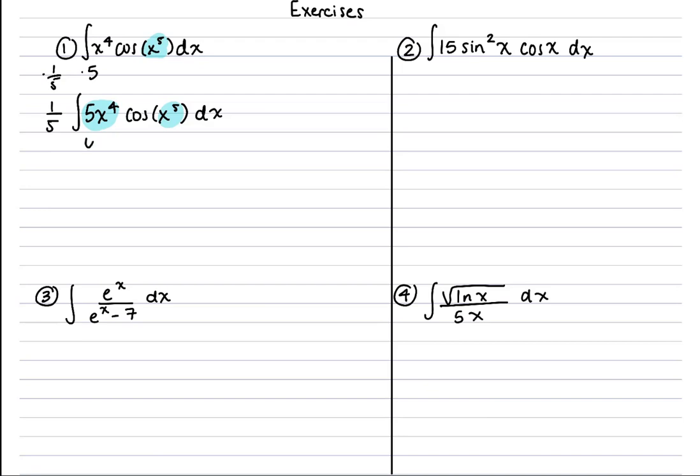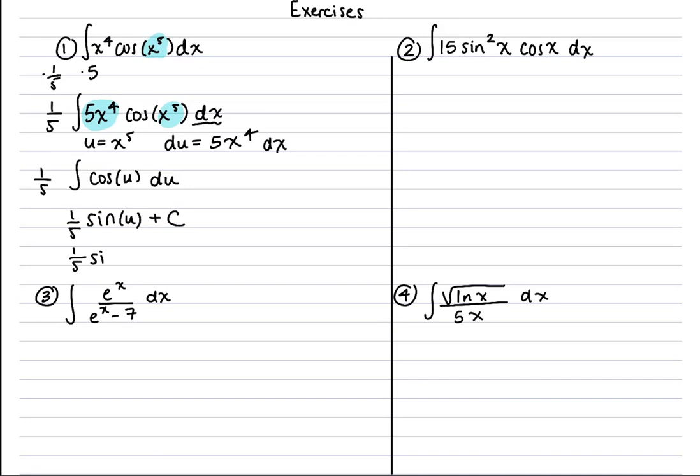So I can identify that my u is x to the fifth, my du is 5x to the fourth, and rewrite this integral as cosine of u. Some people ask, what do we do with the dx? The dx gets chained on along with the du. And the 1/5 is hanging out front. The integral of cosine will give us a sine of u with the 1/5 out front, plus our integration constant, and replacing our u, we get 1/5 sine of x to the fifth plus c.